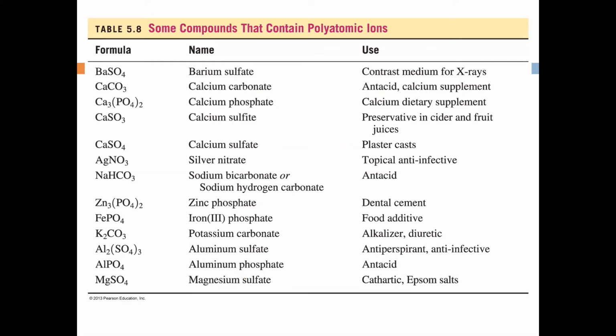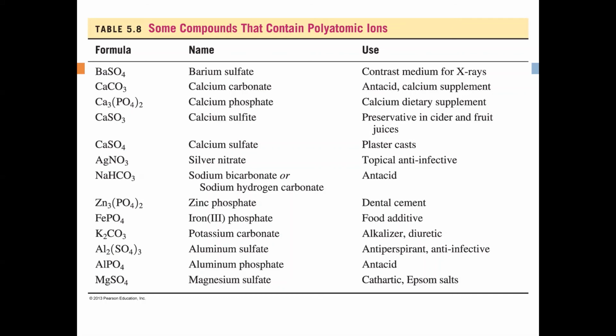Silver nitrate is a topical anti-infective. It's actually used to cauterize, so sometimes you'll see silver nitrate sticks if you are on the med surg floor, and they might use it to cauterize wounds. You also have sodium bicarbonate, which is an antacid. Zinc phosphate is used in dentistry as cement. Iron phosphate is a food additive. Potassium carbonate is in Alka-Seltzer, also found in diuretics as well.